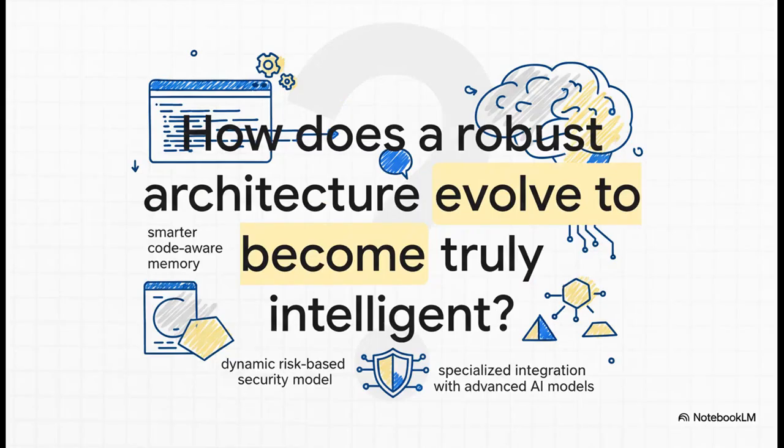So that brings us to the big question, doesn't it? You've got this super strong foundation. Now what? How do you build on that strength without making it brittle? How do you give the agent more power, more autonomy, especially at scale, without wrecking the very security and efficiency that makes you trust it?